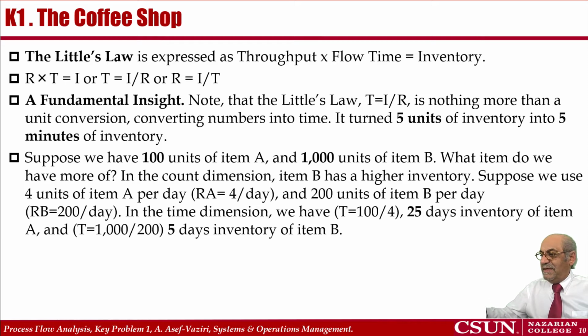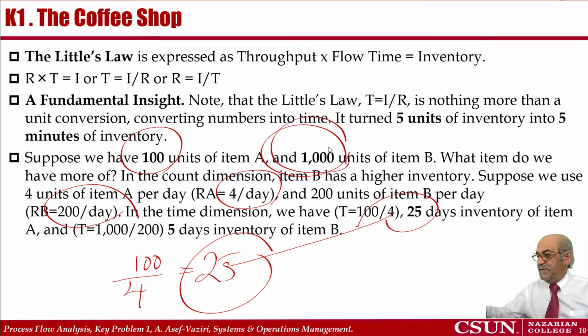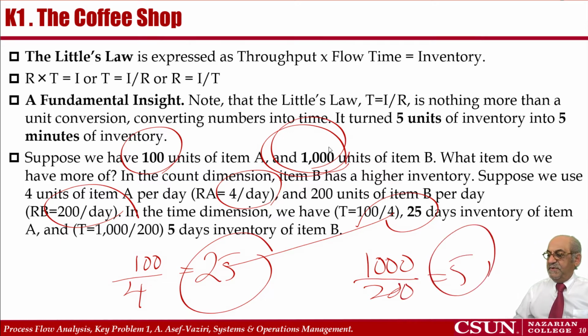So here we have shown that if I have 100 of item A and 1,000 of item B, but the throughput of A is 4 per day and the throughput of B is 200 per day, here 100 divided by 4, that is 25 days of inventory. But 1,000 divided by 200, that is 5 days of inventory. So this 100 is more than these 1,000.